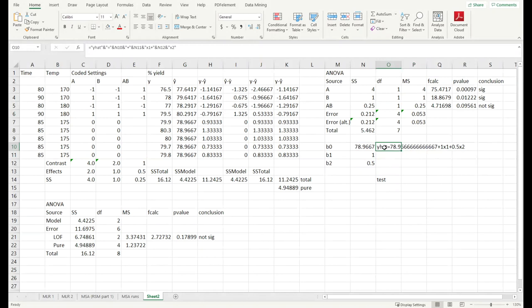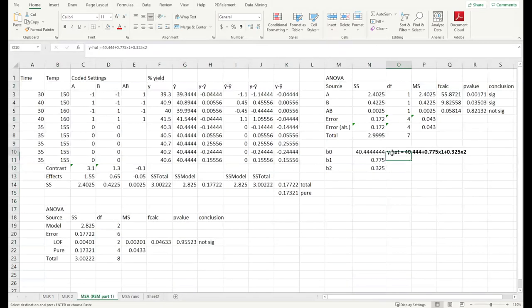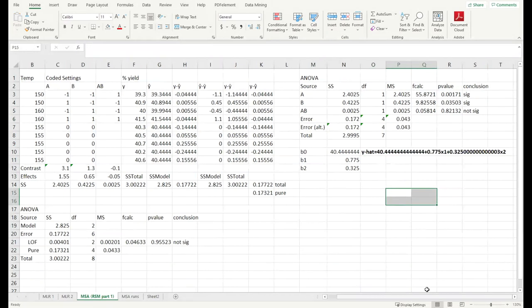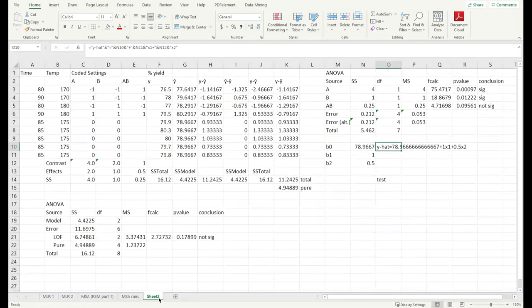So, ito, nakasulat na siya. So, y hat is equal to 78.9667 plus 1 times X1 plus 0.5 times X2. So, if I copy this, dito, it will give me that same, no? So, magiging dynamic na yung formula natin. So, next time na ikakopy natin to a new sheet, it will give me itong regression model na to, or formula na to, using the correct coefficients. Okay?